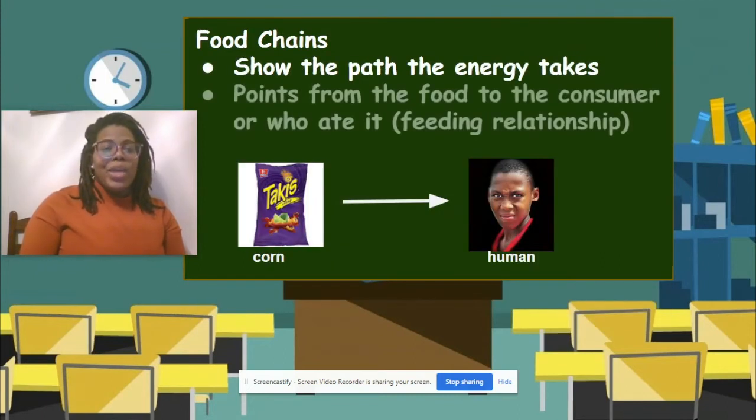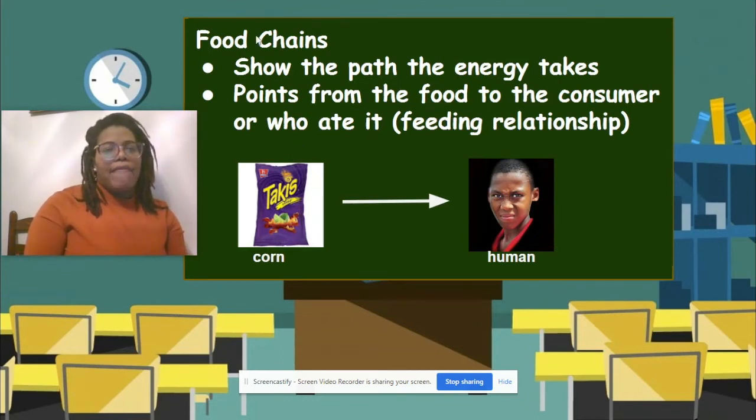Well, we can see how it travels into the other organisms by using something called a food chain. Food chains show the path that the energy takes as it goes from our plants or producers into the consumers that are going to eat these plants or producers. Okay. So if you look right here, we have our Takis that came from corn. And then we have an arrow that shows that the energy is going to leave from the corn and travel into the human, which is a consumer because it has to eat to get its energy.